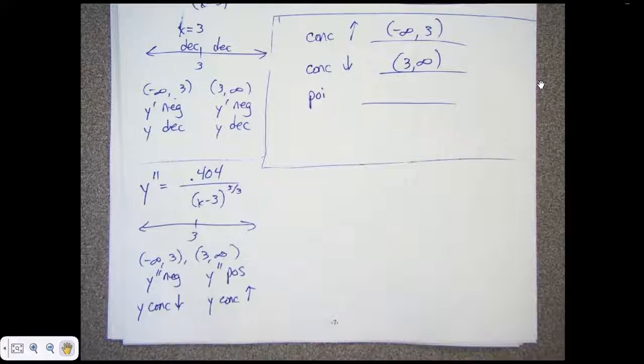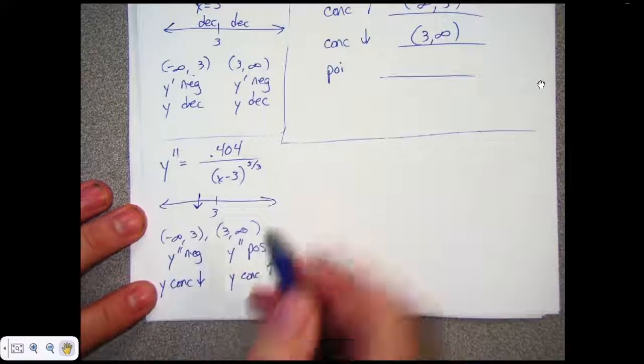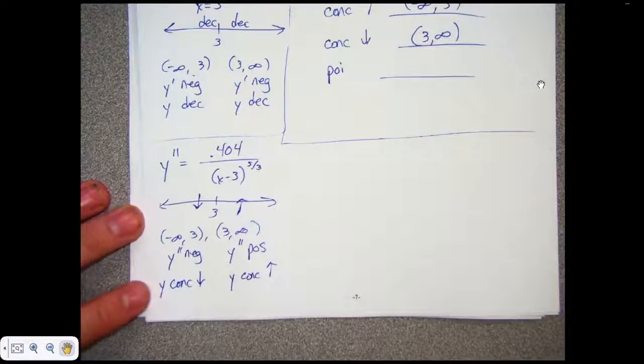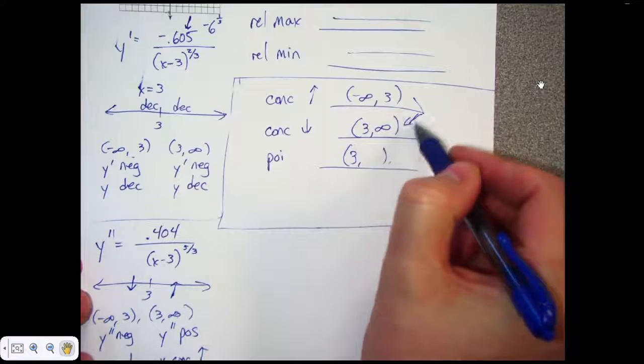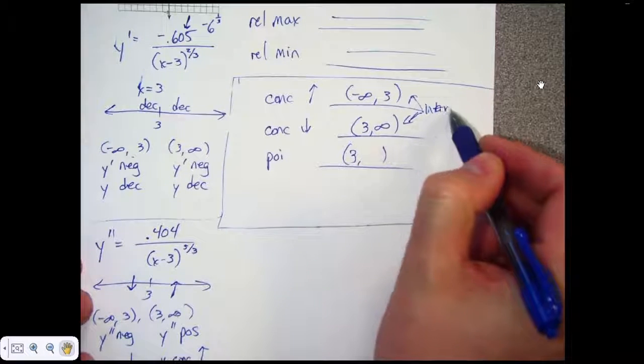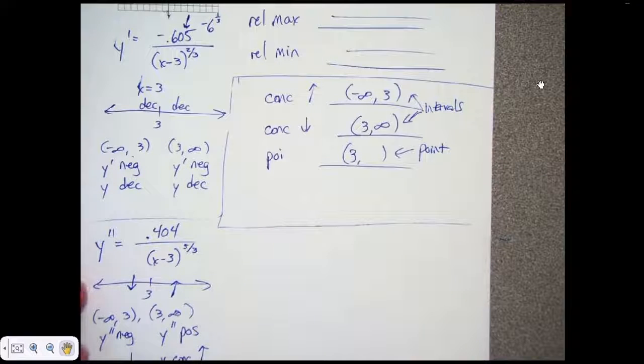So do I have a point of inflection? This time I actually do, because this is not a vertical asymptote. So I have a point of inflection where it switched. So we were concave down before 3, concave up after 3. And so these parentheses get a little weird, but these represent intervals, right? This is going to represent an actual point on the graph.